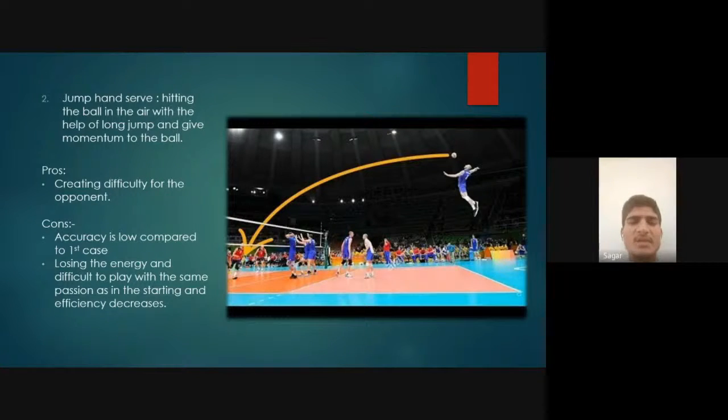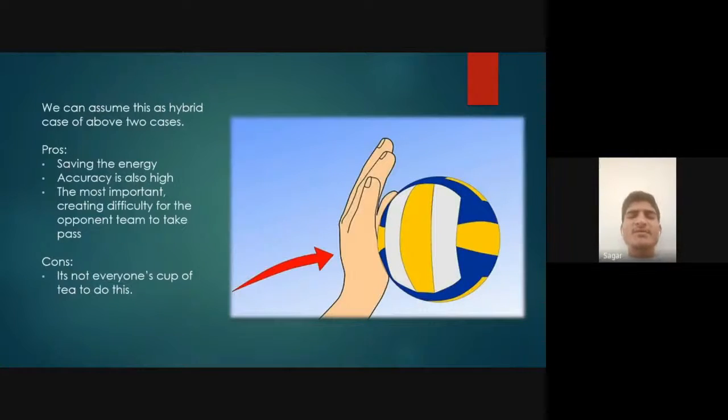And the second con is that we are losing energy because we are jumping, so it's very difficult for us to continue with the same pattern as we started with, so our efficiency decreases with time. So the next case, the third type, is the float serve. The float serve is the one which compels us to understand the physics behind the aerodynamic effect.